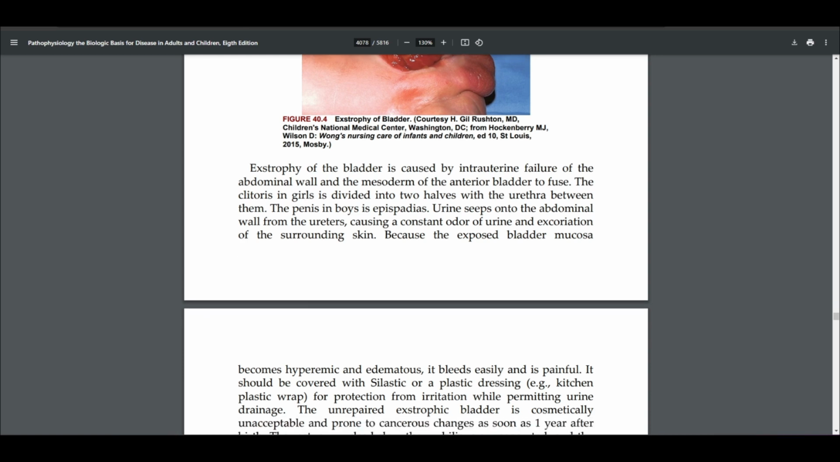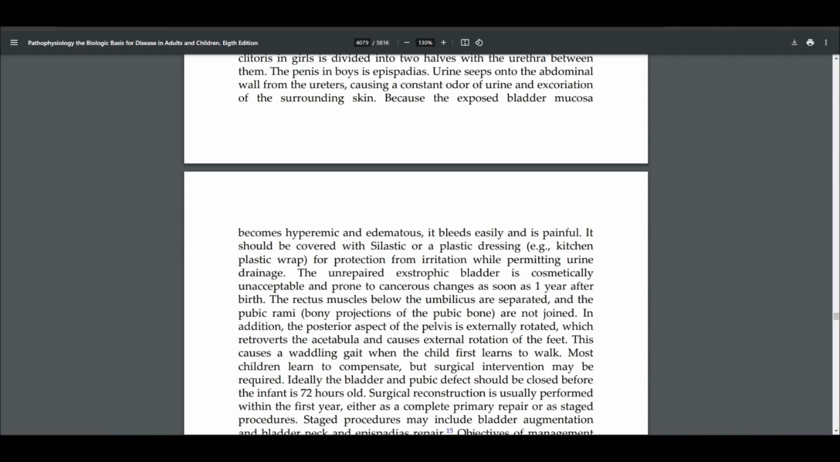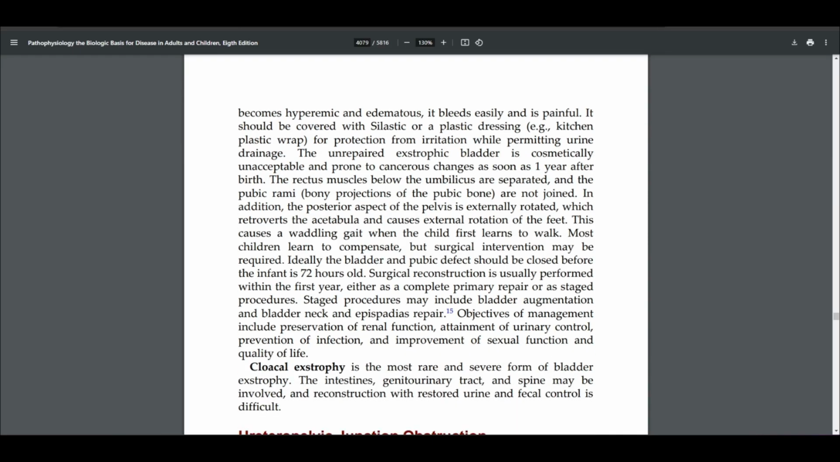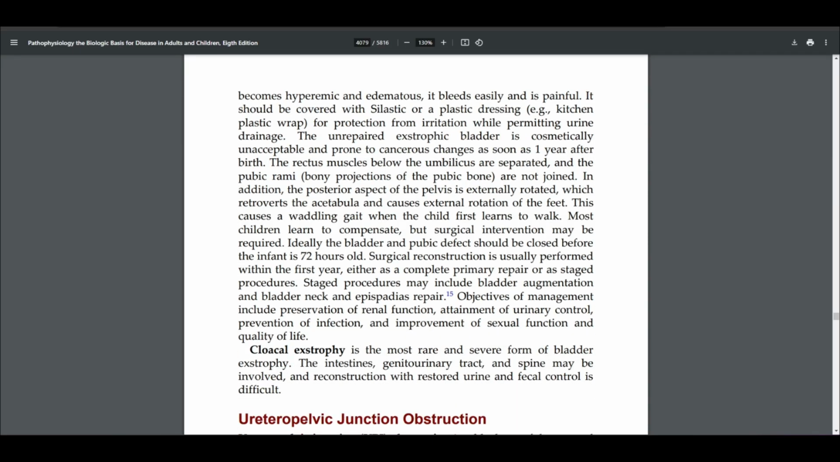Urine seeps onto the abdominal wall from the ureters, causing a constant odor of urine and excoriation of the surrounding skin. Because the exposed bladder mucosa becomes hyperemic and edematous, it bleeds easily and is painful. It should be covered with silastic or a plastic dressing, like a kitchen plastic wrap, for protection from irritation while permitting urine drainage. The unrepaired exstrophic bladder is cosmetically unacceptable and prone to cancerous changes as soon as 1 year after birth.